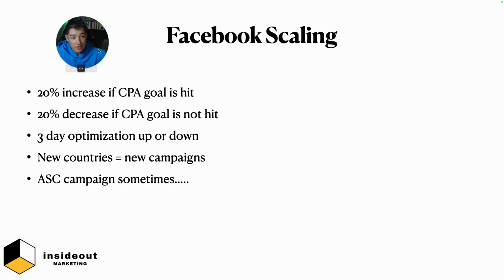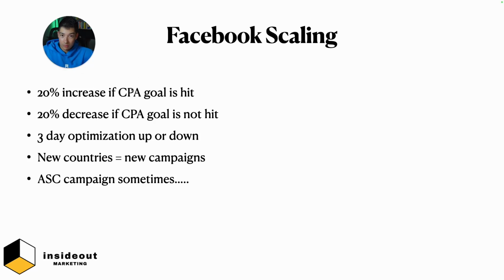And then Facebook scaling. So how are we scaling this ad account? Well, it's fairly simple. Like I said, the media buying is very, very simple. Anyone watching this video can be a media buyer. It's not rocket science. It doesn't take really any skills to be a media buyer. So we're pretty much just increasing by 20% if our CPA goal is hit. And I never go over 20%, but you can do 5%, 10%, 15%, 20%. It doesn't matter.